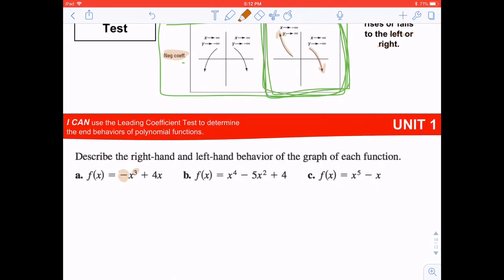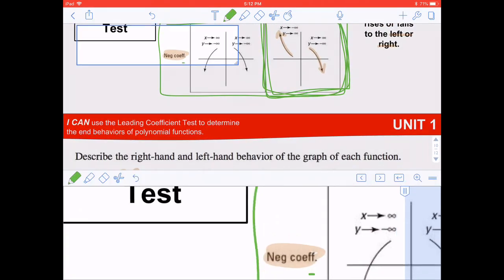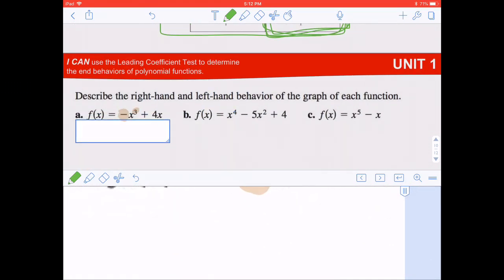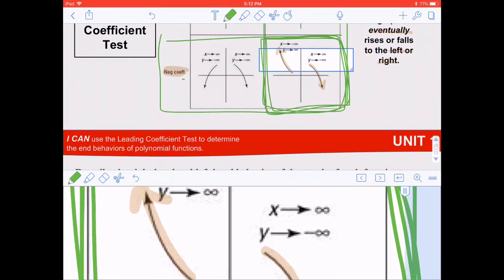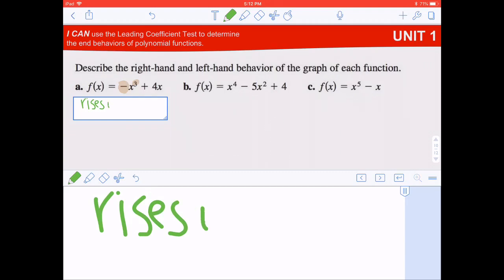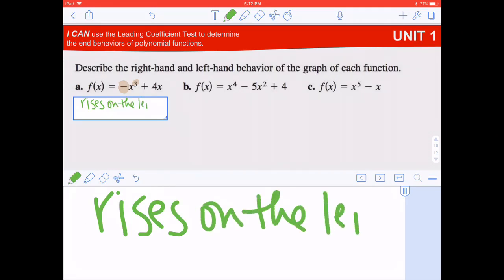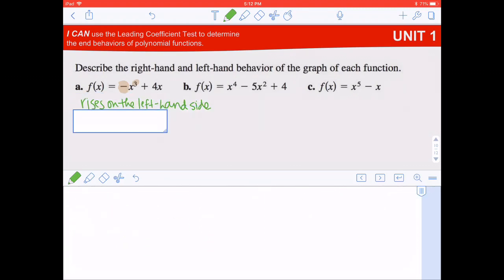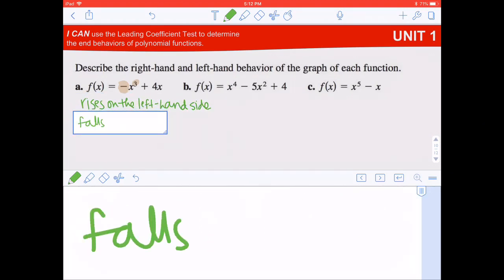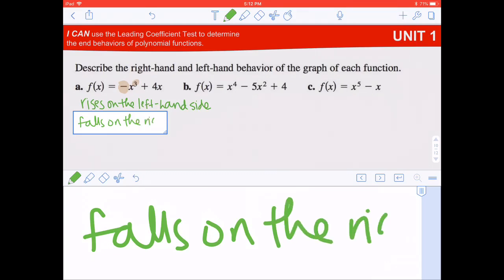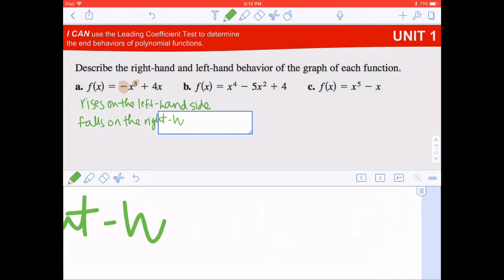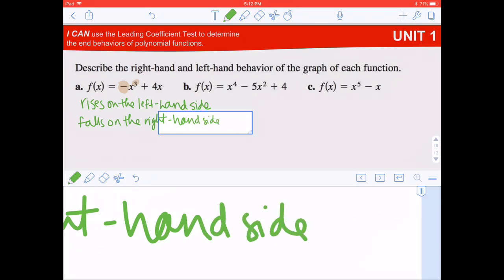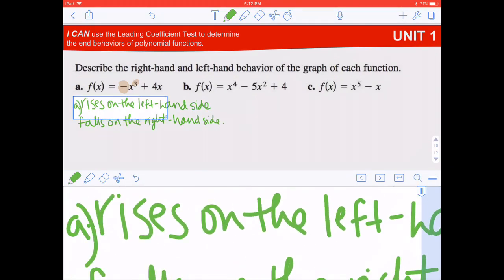So when it asks me to describe the right-hand and left-hand behavior, I'm going to say it rises on the left-hand side, and falls on the right-hand side. And that was for part A.